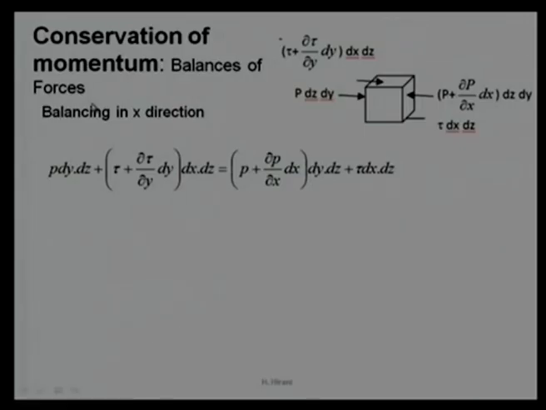Now, continuing with this, we are considering conservation of momentum, and for the time being we are considering only the force balance. The force balance in the x direction can be given by this relation: P into area, tau plus gradient into area, pressure plus gradient into dx into area plus tau into area. We know this tau dx and this tau dx will be cancelled. P dy dz and P dy dz will be cancelled.